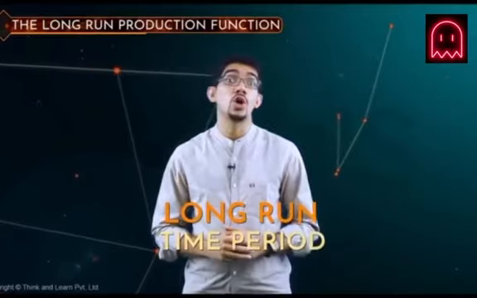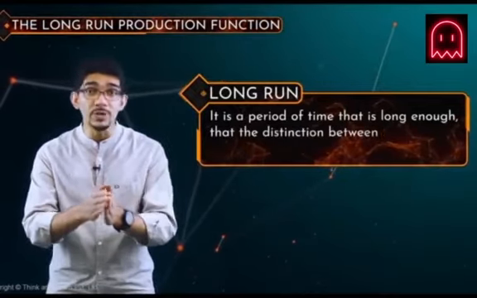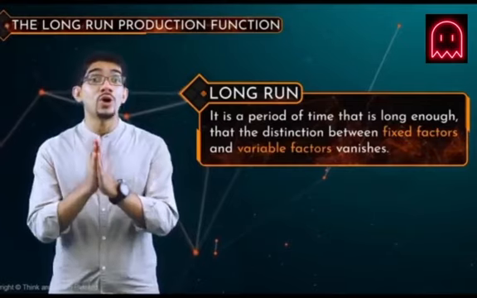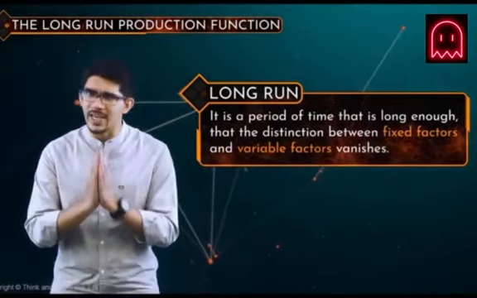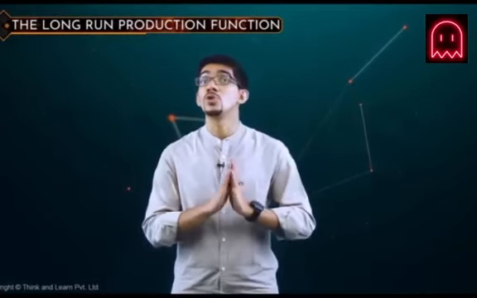Now, let's turn to the long run time period and the long run production function. The long run is a period of time that is long enough that the distinction between fixed factors and variable factors vanishes. All factors are variable factors in the long run because given enough time, all factors of production can be varied. A firm, in order to produce at different levels of output in the long run, may vary both or all the inputs simultaneously. So in the long run, there is no fixed input.